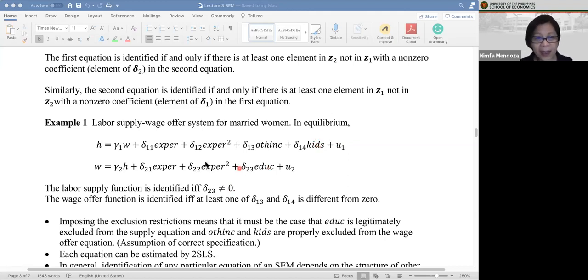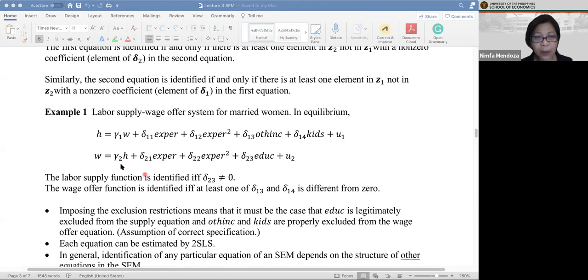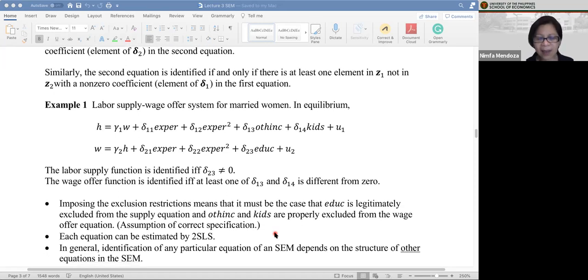Similarly, in the wage offer equation, if you included other income and kids in this equation, their coefficients in the population would actually be 0. Okay, that's the sense in which other income and kids are properly excluded from the wage offer equation. So that is an assumption that we have the correct specification.